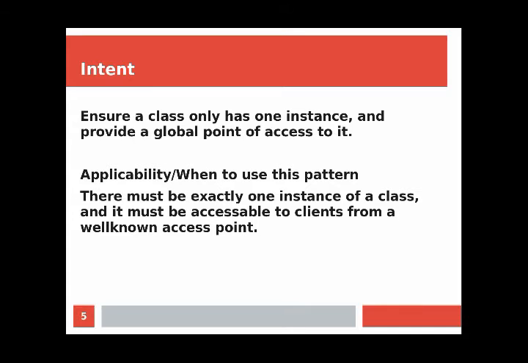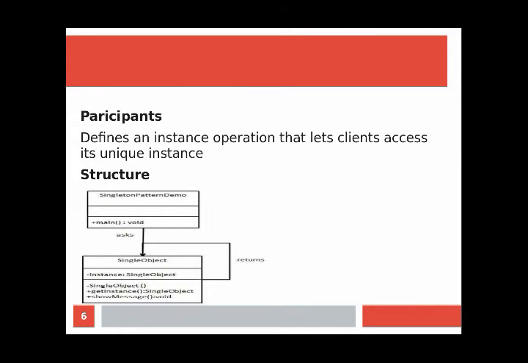Applicability, when to use this pattern. Applicability means when we will use this pattern. There must be exactly one instance of a class and it must be accessible to clients from a well-known access point. And the second point is when the sole instance should be extensible by subclassing and clients should be able to use an extended instance without modifying their code. Participants: it defines an instance operation that lets clients access its unique instance, and it may be responsible for creating its own unique instance.